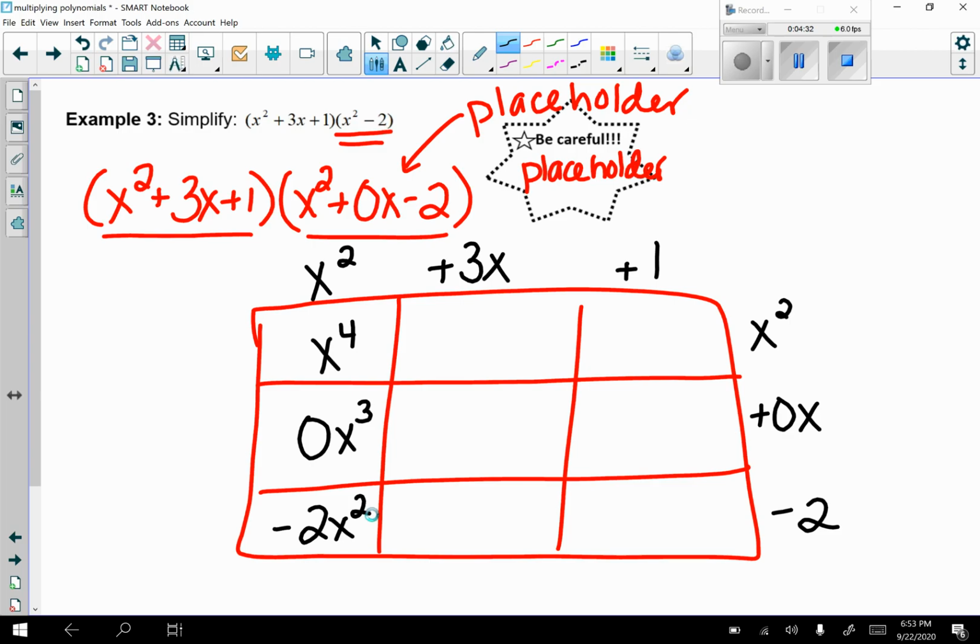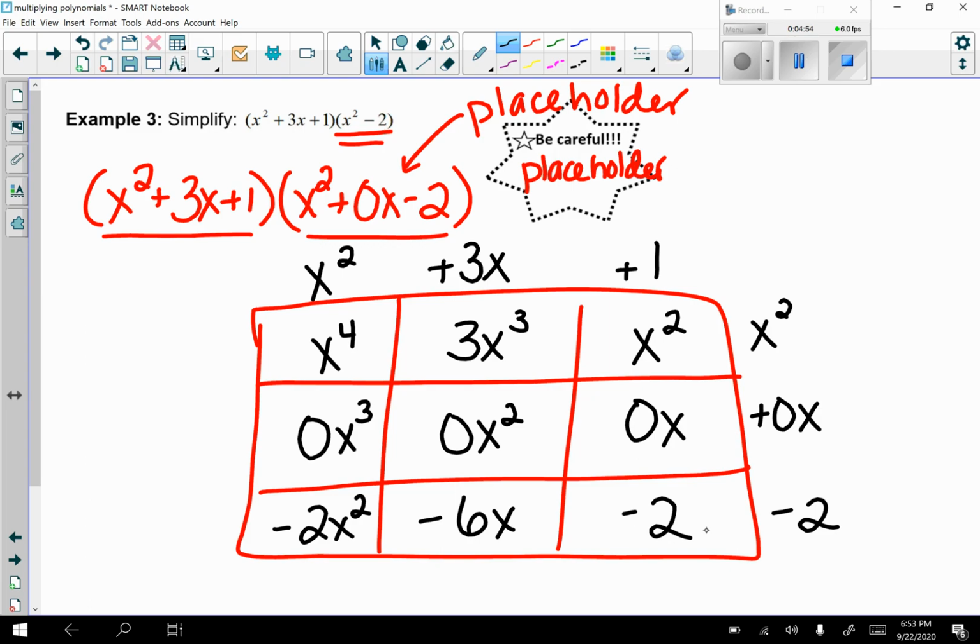Now I'm going to my middle column. 3x times x squared is 3x to the third. 3x times 0x is 0x squared. 3x times negative 2 is negative 6x. 1 times x squared is x squared. 1 times 0x, 0x. And 1 times negative 2 is negative 2.